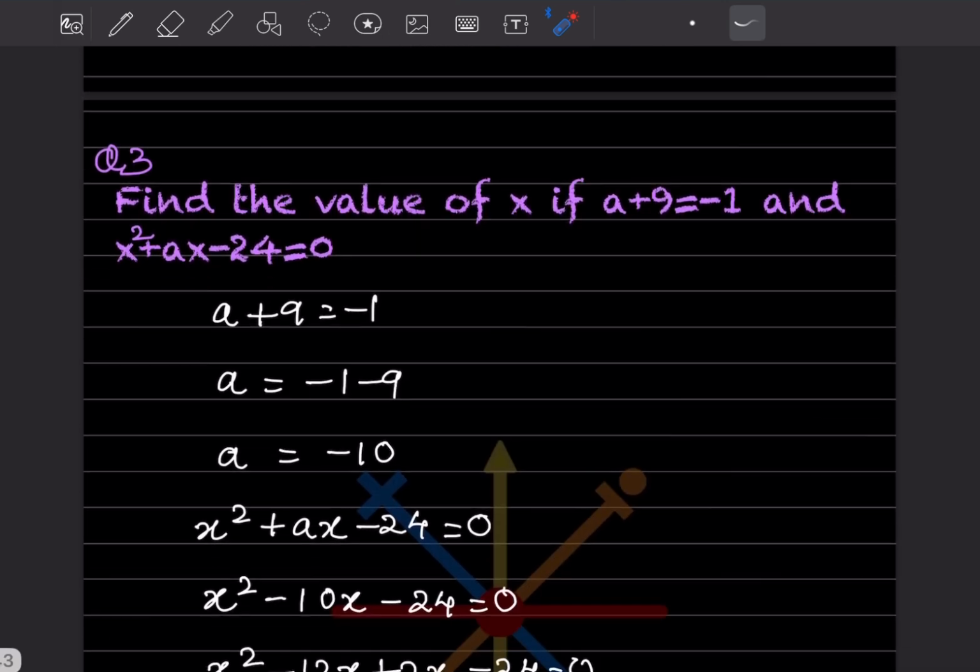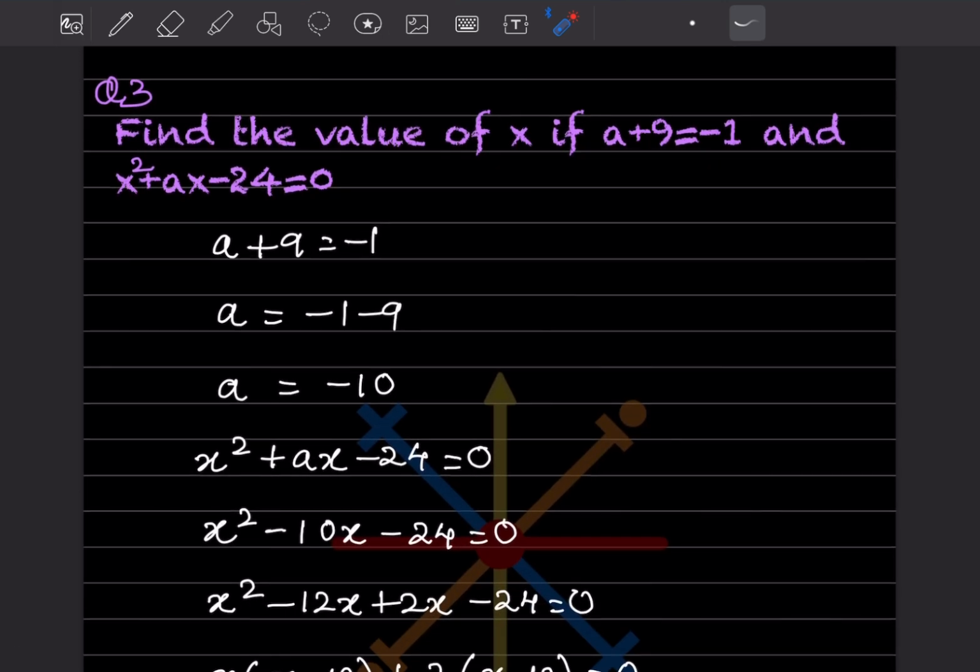Now here find the value of x if a plus 9 is equal to minus 1 and x square plus ax minus 24 is equal to 0. So a plus 9 is equal to minus 1, so a will be minus 1 plus, this will be minus 9. So a is going to be minus 10. So what will you write here? First we are going to take this one. Since we got the value of a, we will put here in place of a, we'll write minus 10.